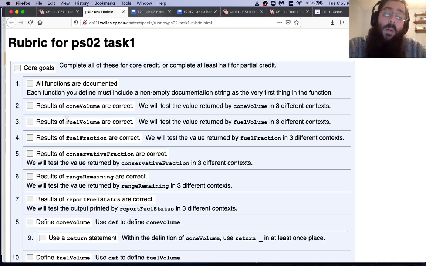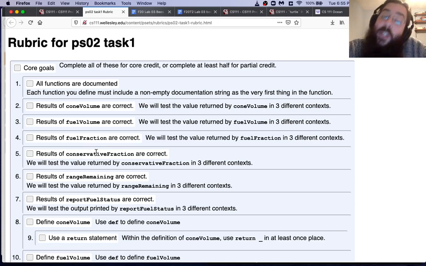All right, core goal number 3, very similar. The results of fuel volume function must be correct, and there'll be 3 different tests for that. The results of the fuel fraction must also be correct. That's the next core goal. And there are going to be 3 different tests for that.